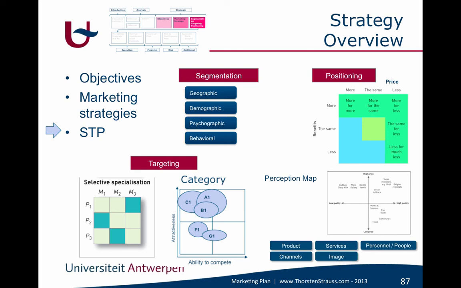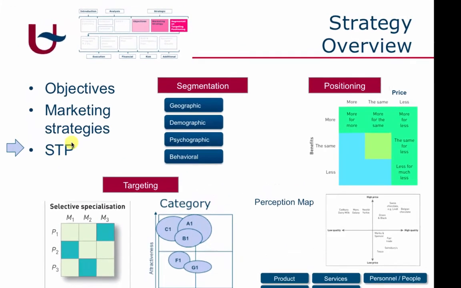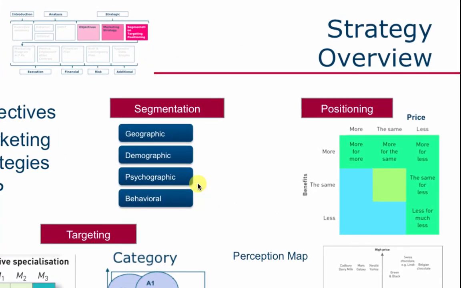That brings us to the last point, and that is really segmentation, targeting, and positioning. You can basically do segmentation on geographic, demographic, psychographic, or behavioral methodologies, and we go into detail what that means. You can do a positioning, either price benefit, more for more.